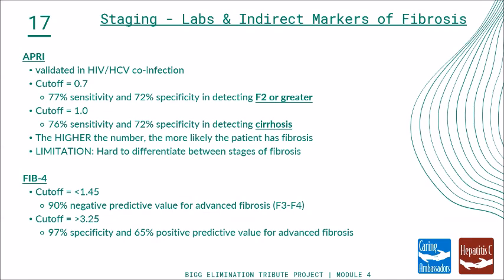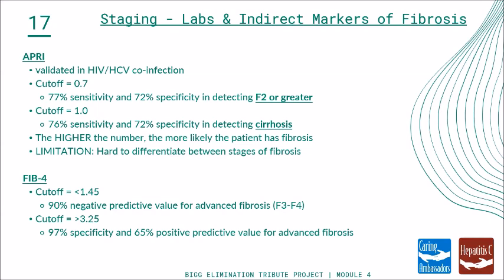So if you remember when I talked about stage 0, 1, 2, 3, and 4, this kind of tells you, yeah, you probably have cirrhosis, or no, you probably don't. It's not going to give you that level of granularity between those. FIB4, the same thing. The cutoffs are a little bit different. You can use either of these. And again, those are both going to give you, yeah, probably cirrhotic, or no, most likely not cirrhotic.